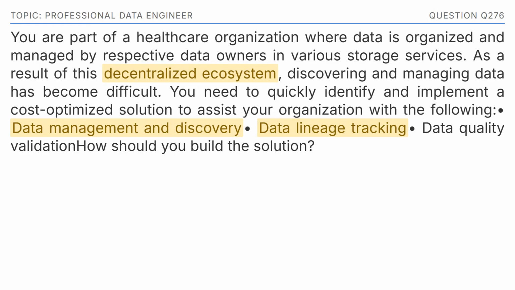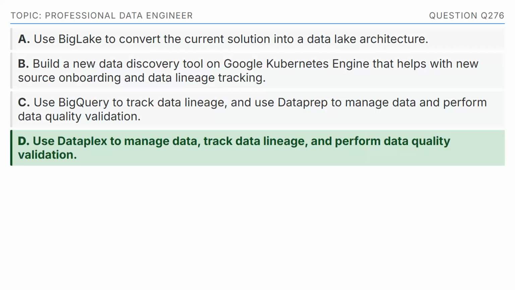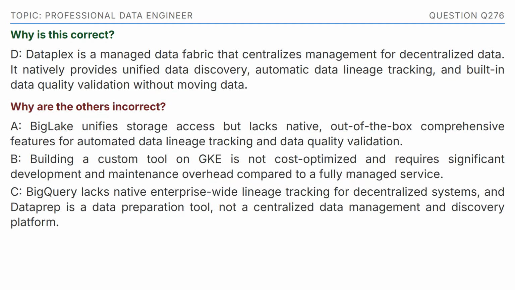To arrive at the correct answer, we focus on the keywords: decentralized ecosystem, data management and discovery, data lineage tracking, data quality validation. The correct answer is option D. Use Dataplex to manage data, track data lineage, and perform data quality validation. Why is this correct? D. Dataplex is a managed data fabric that centralizes management for decentralized data. It natively provides unified data discovery, automatic data lineage tracking, and built-in data quality validation without moving data.